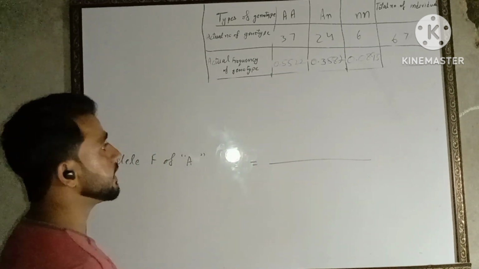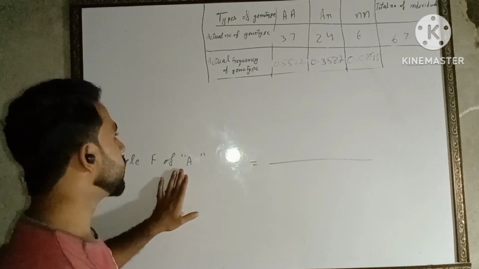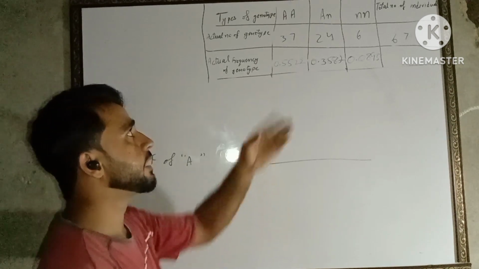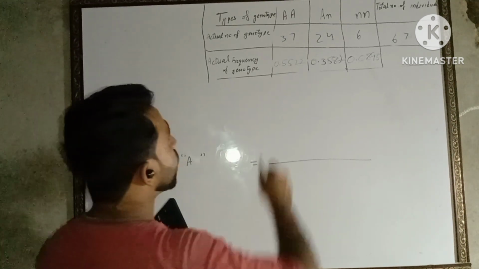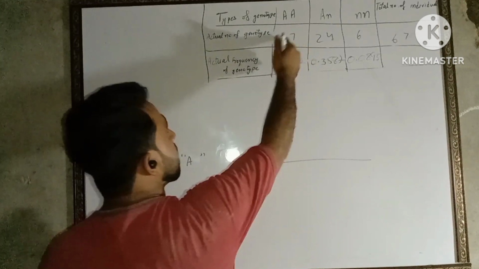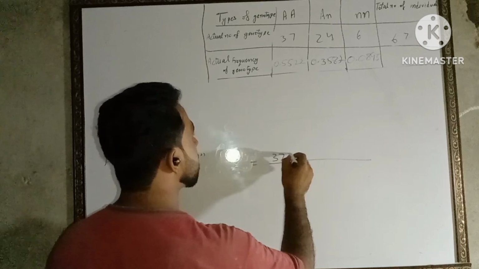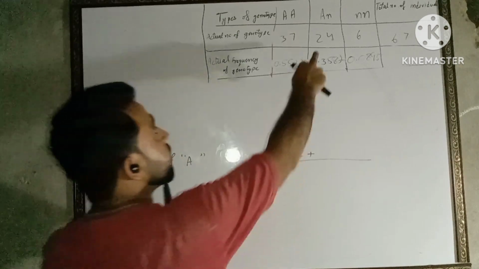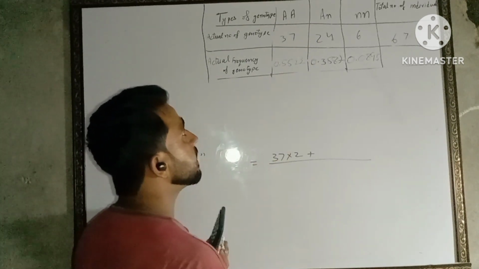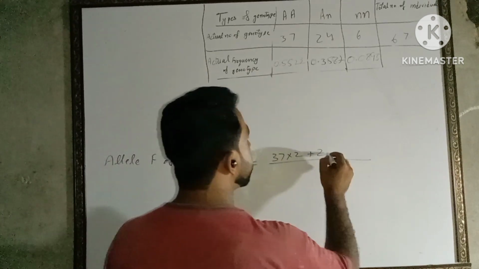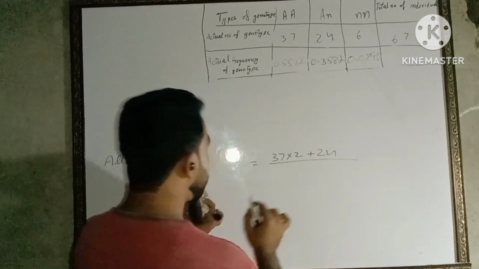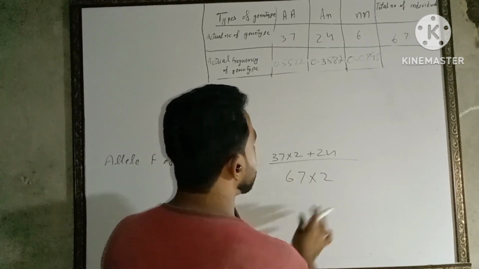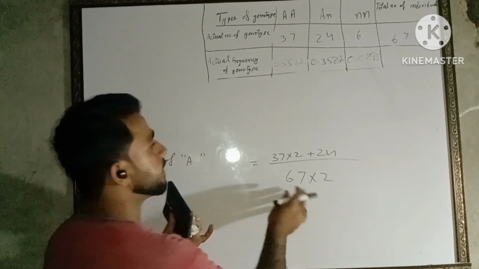How can we find the allele frequency of the A gene? We divide the total number of A genes present in all individuals by the total number of genes present in all individuals. If one individual has 2 A genes, then 37 individuals will have 37 multiplied by 2 genes. If one individual of heterozygous genotype has 1 A gene, then 24 individuals will have 24 A genes. Divided by the total number of individuals multiplied by 2, which is the total number of genes present in all individuals.